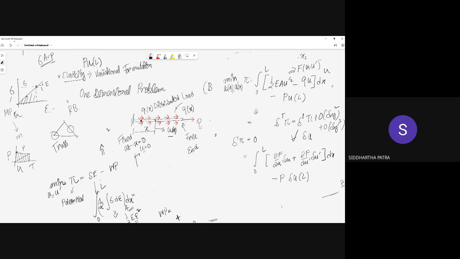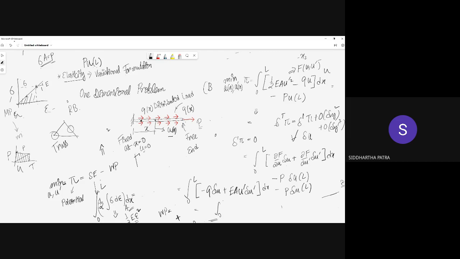So now if I write down the expressions, from 0 to L, the first term is del f del u, which basically tells me it is q, and q times delta u. And this term right here, if I take the derivative with respect to u prime, is EA u prime delta u prime dx minus p delta u at L.